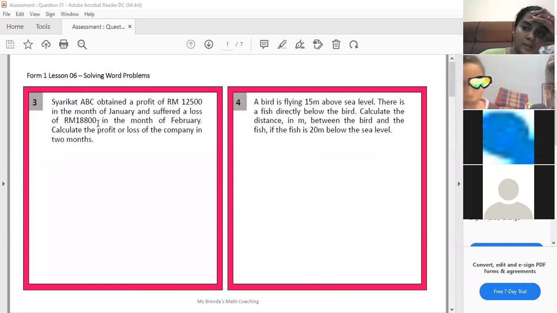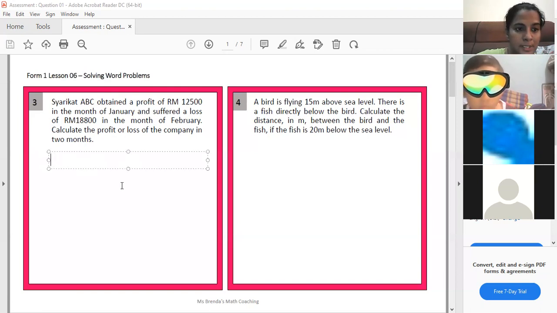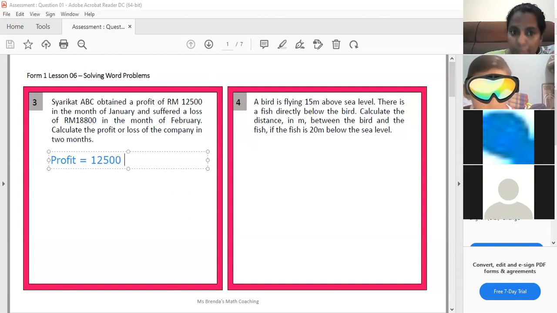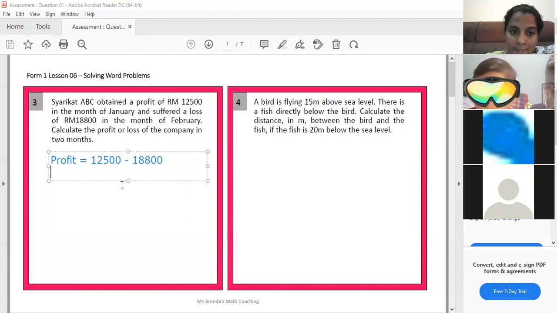All right, have you all tried number 3? Now we want to calculate whether it's a profit or a loss. So how do you write it? You do not know yet whether he made a profit or loss, so you just say, assuming it's a profit, he started off with 12,500 of profit in January. However, in February, he made a loss. In other words, loss means minus, 18,800. What would be your answer?